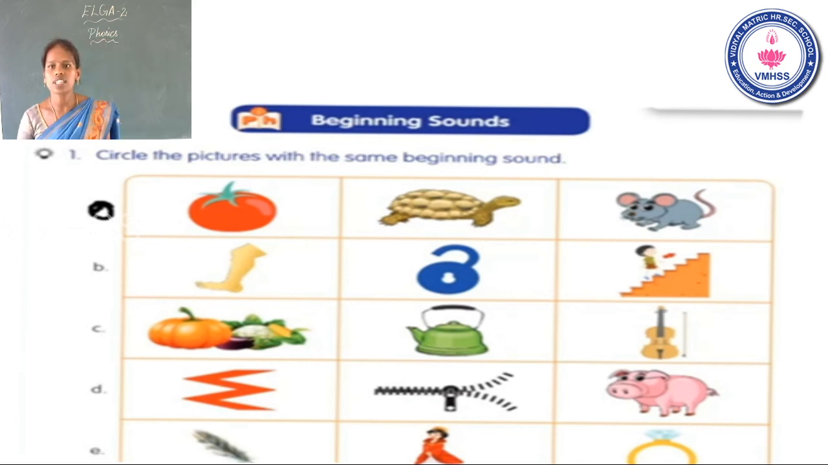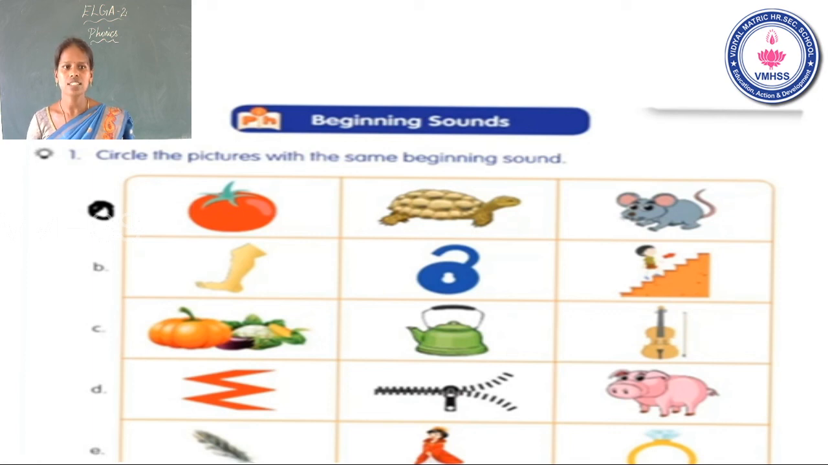Circle the pictures with the same beginning sound. Okay? See the first one. What is the first picture? First one, tomato. Yes. Second one, turtle. Turtle. Last one, mouse.